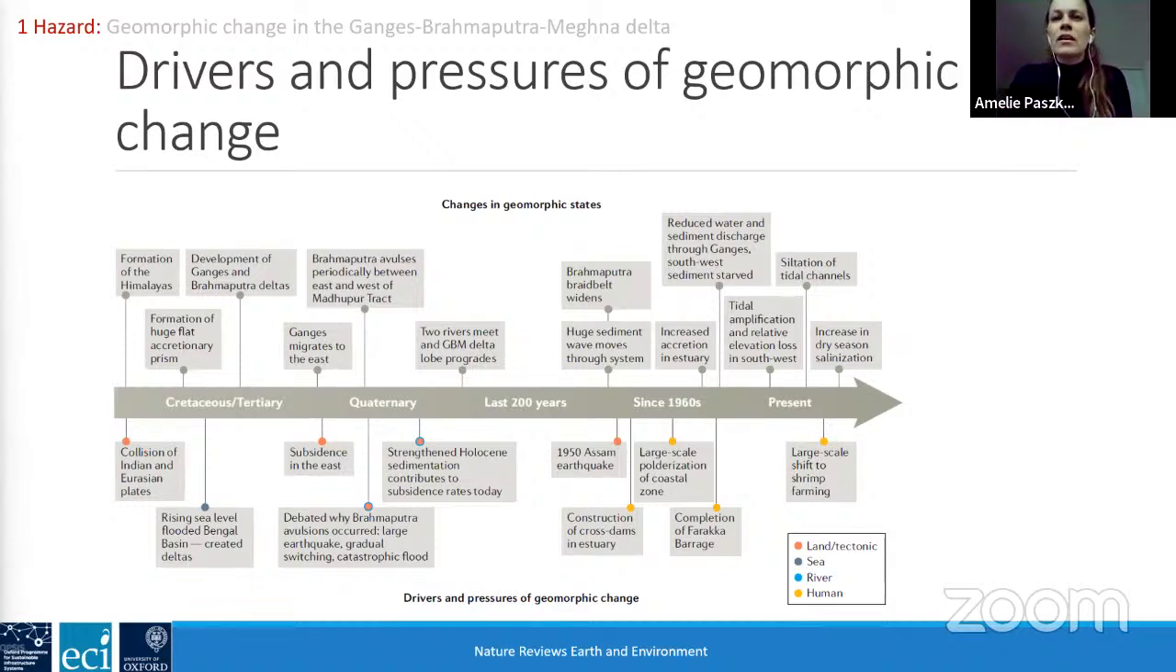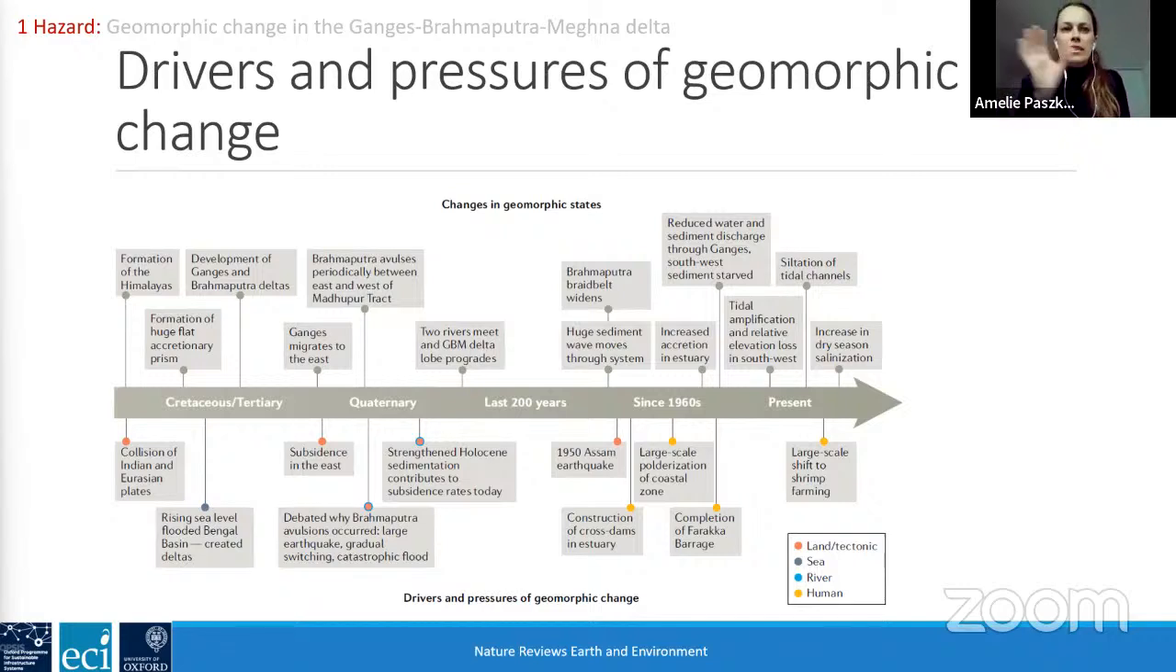sea. It is also worth noting here that the Ganges and Brahmaputra rivers used to flow separately into the sea. And then due to subsidence, earthquakes, and gradual tectonic processes over time, the two rivers met around 200 years ago and have been flowing into the Bay of Bengal together since then.